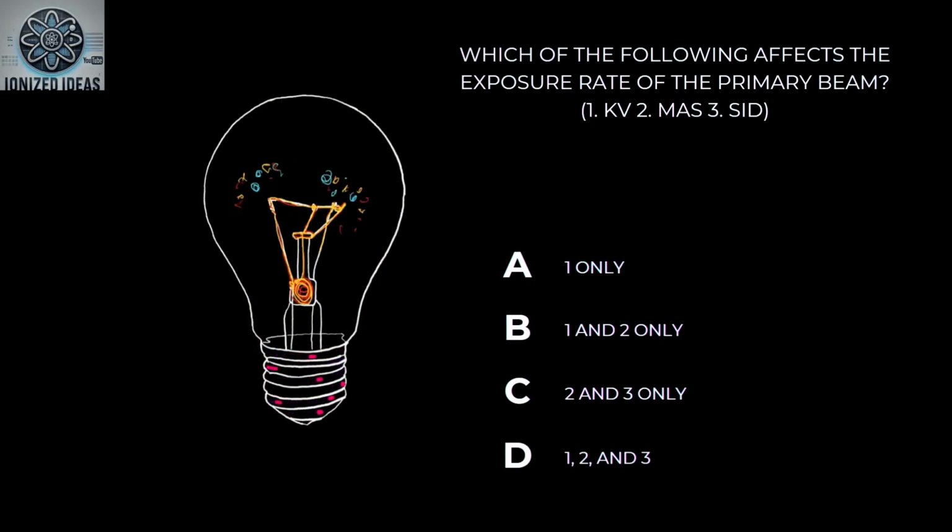Which of the following affects the exposure rate of the primary beam? 1. kV, 2. mAs, 3. SID. A. 1 only, B. 1 and 2 only, C. 2 and 3 only, D. 1, 2, and 3.